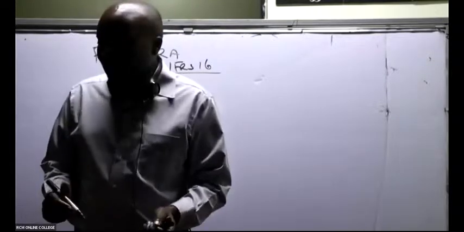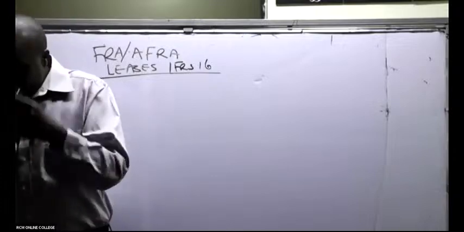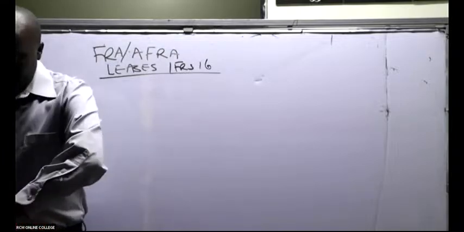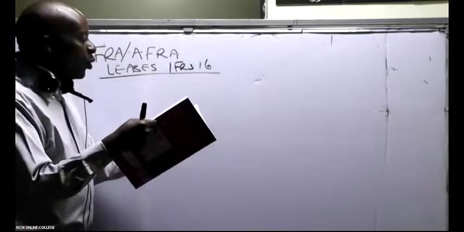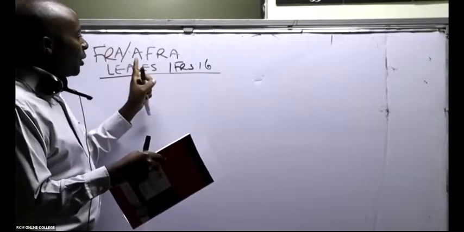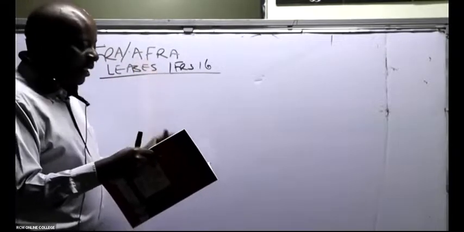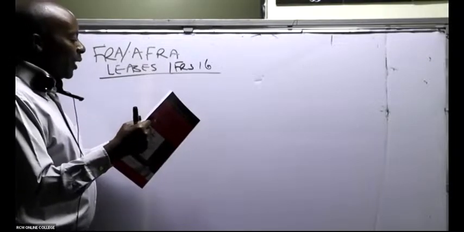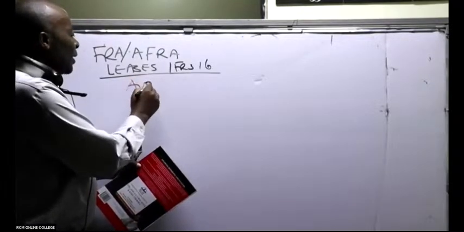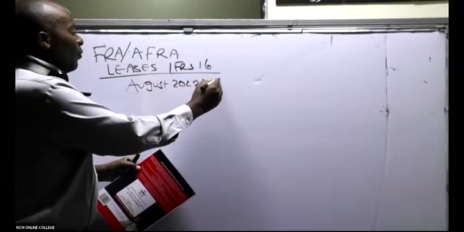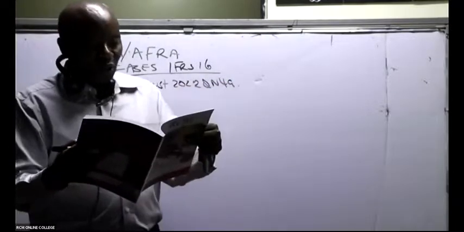So today, I would want us to look at, just 1 minute. So I will be doing 2 past paper questions. One past paper question will be an FRA question, and another question will come from the AFRA on leases. So the FRA, Financial Reporting and Analysis question that I would want us to look at is August 2022, question number 4A. That is what I want us to look at today.